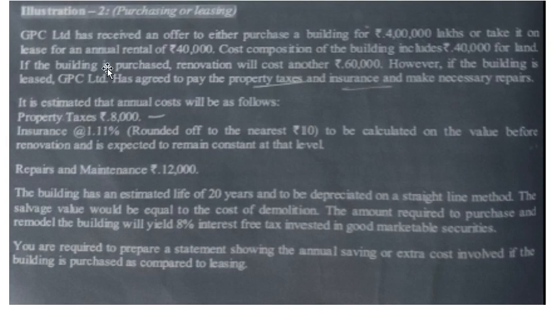If the building is leased, GPC Limited is supposed to pay the property tax, which is 8,000, and insurance at 1.11%, which if you round off is 1.10. The 1.11% is to be calculated on the value before renovation and is expected to remain constant at all levels. So before adding the renovation expenses of 60,000, you calculate the insurance, which will remain constant at all levels.